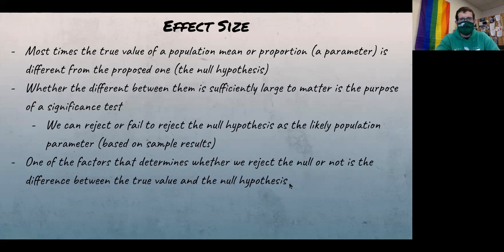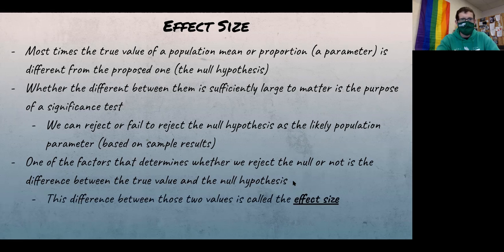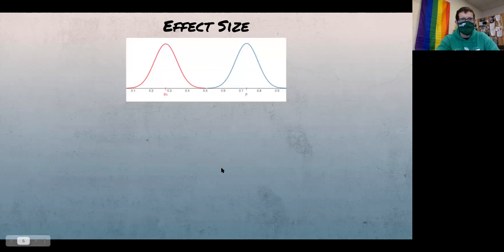So if you said it's 30% and the true value is 70%, that big of a difference, you're likely to reject the null. Okay. Now the difference between these two values is called the effect size. So the bigger your effect size, in the end, the more power your test will have, but we'll talk about what power is.